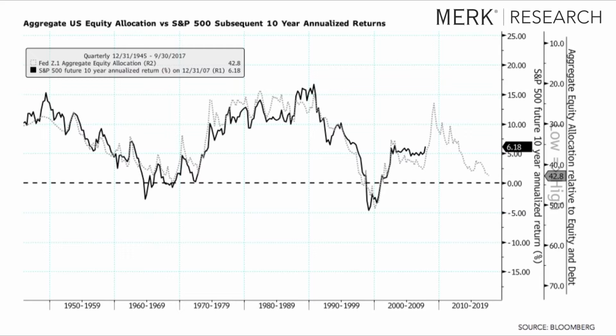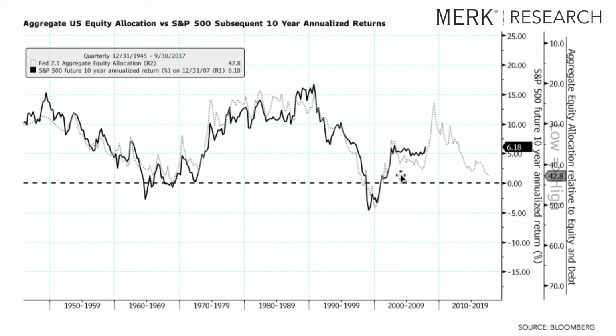So to put things into some context, let me start with a longer-term valuation or fundamental type indicator. And let me explain what we're looking at here. The gray dotted line is a proxy for aggregate equity allocation. It's the market value of U.S. equity divided by the total market value of U.S. equity and debt. The data comes from the quarterly Federal Reserve Z1 report, and currently the reading is 42.8%. The axis here is inverted, so higher allocations to equities are lower on this gray line.